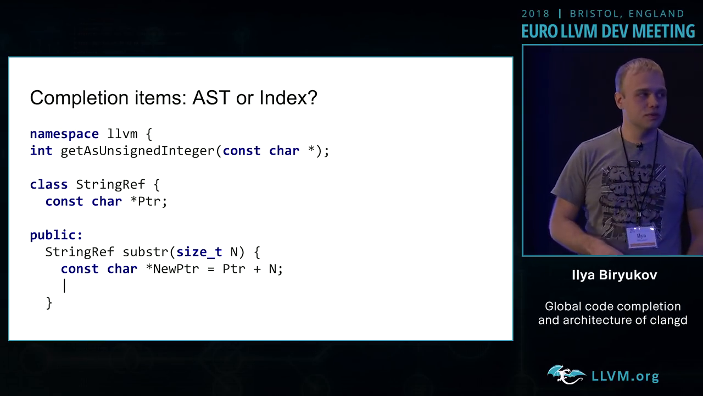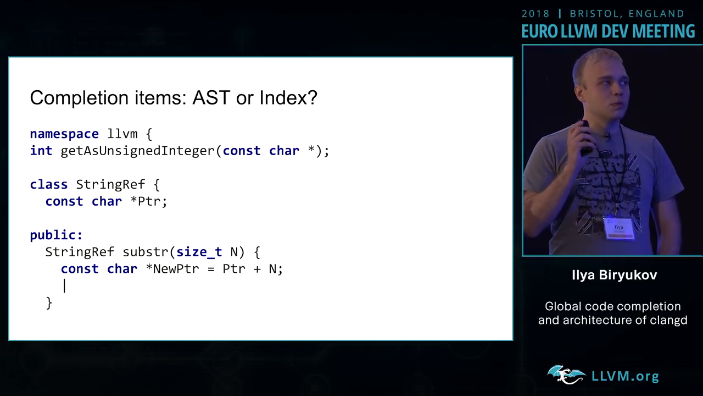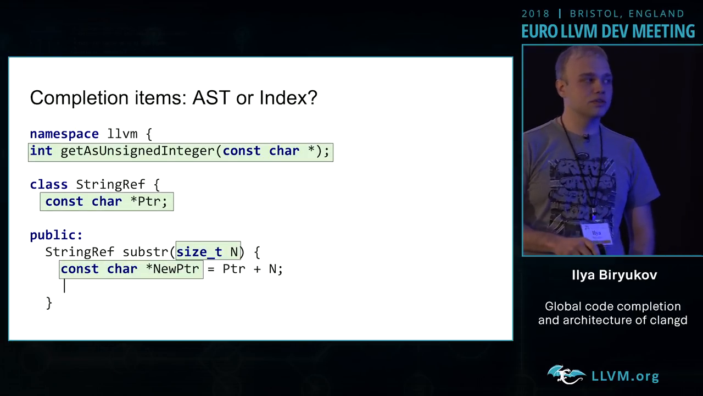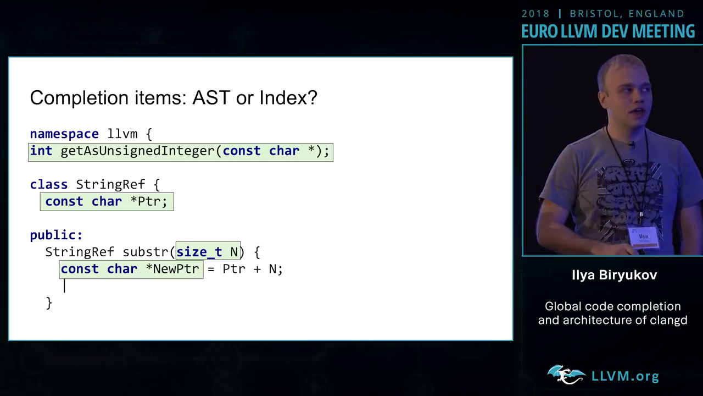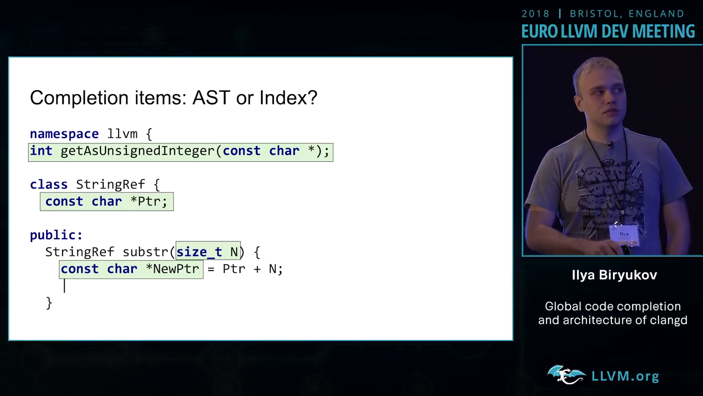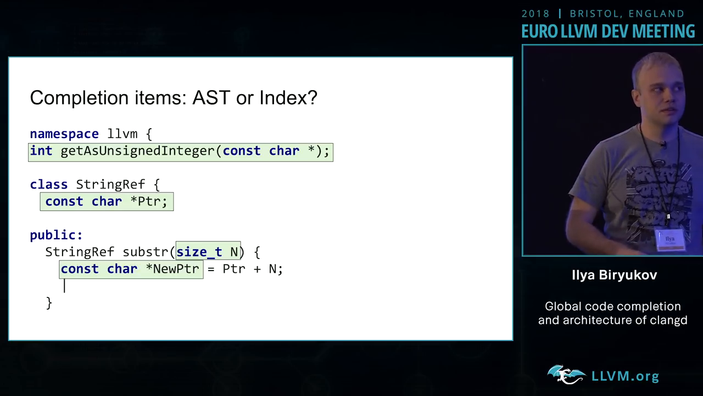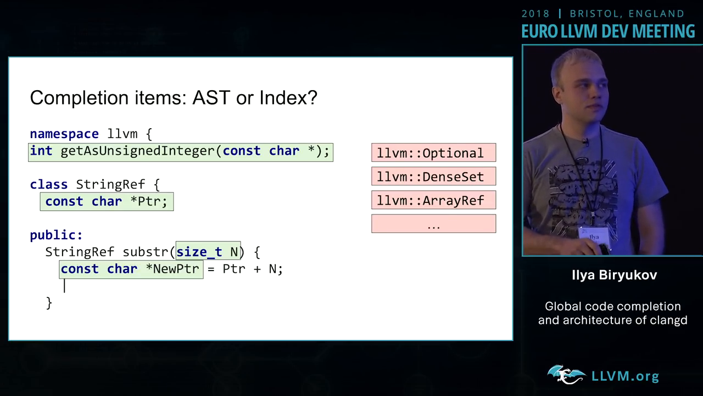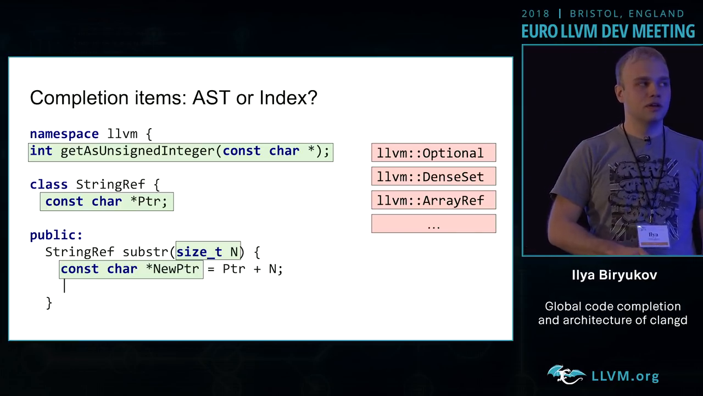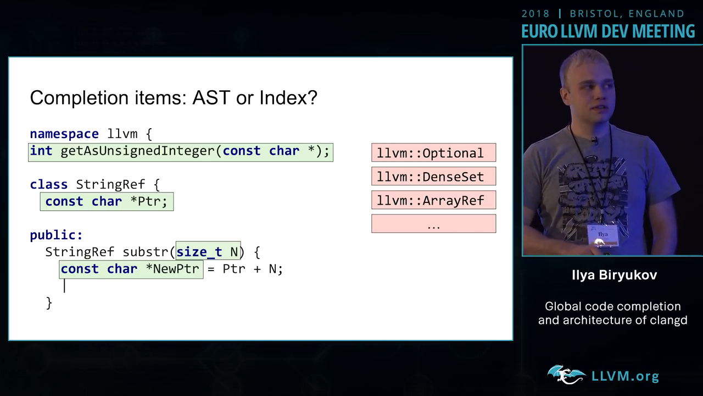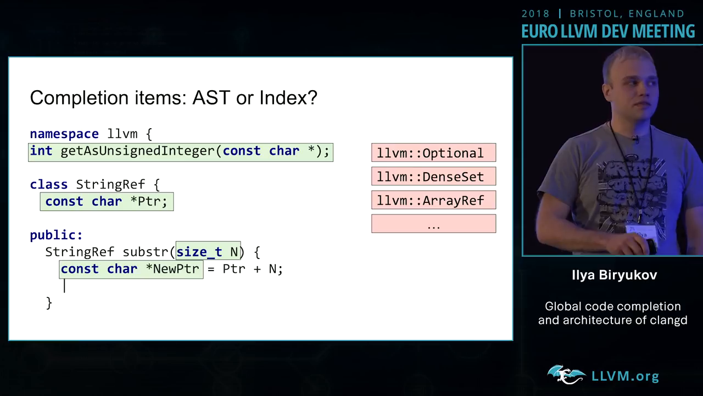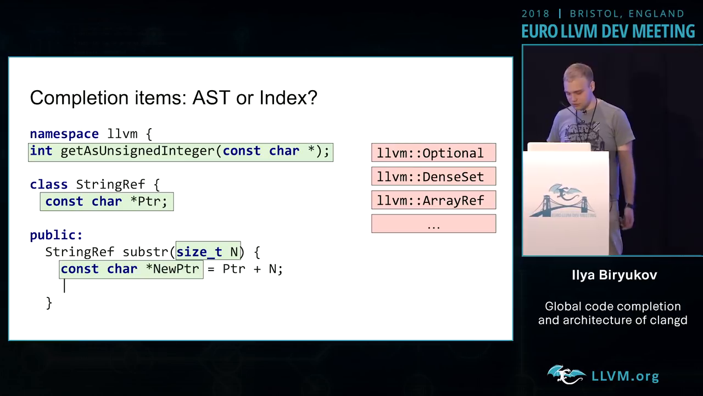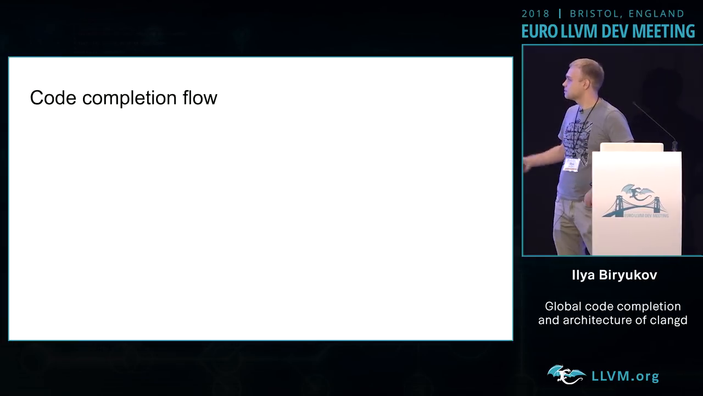So what we decide to do is we will take some of the completion results from the AST. We'll take all the local variables, fields, and all the things inside the current file from the AST. And then we will query the index for the rest of the things that are not there. And we will only query for the things that are on the namespace level. We won't ever return results for completion which are inside classes.